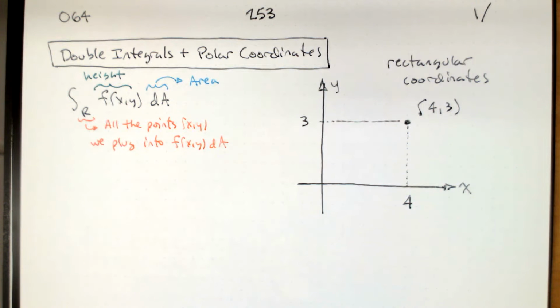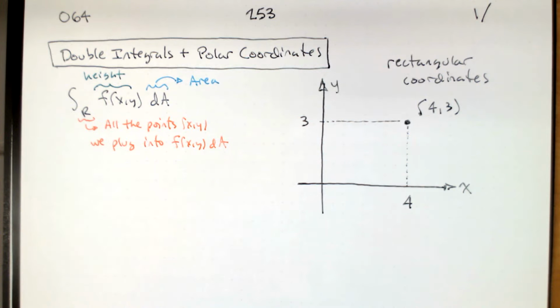What we want to change up is how we describe the points in the plane. We want to change how we're describing the point. Rectangular coordinates is just one way to describe all the points in a plane. We have a horizontal coordinate and a vertical coordinate. So here's the point 4, 3. It's above 4 on the x-axis and next to 3 on the y-axis.